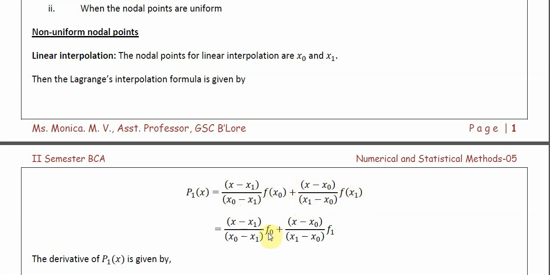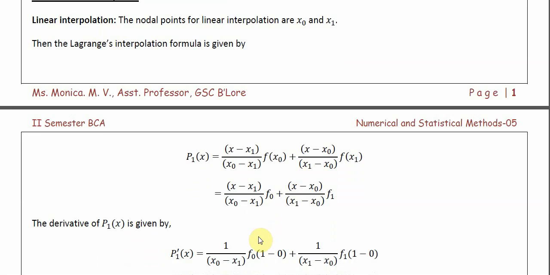This f of x0 is called f0, f of x1 is called f1. So this is the Lagrange's interpolation polynomial when I have two nodal points. And this is going to give me a linear function. That is why it is called linear interpolation. You can see over here only x is there. There is no x square coming up. Even if you simplify, this is going to give me a linear function.